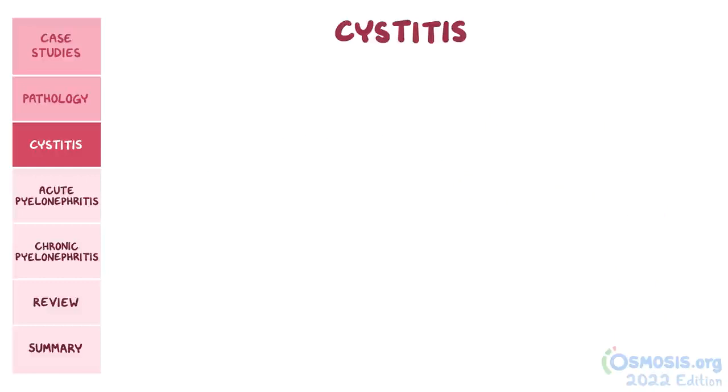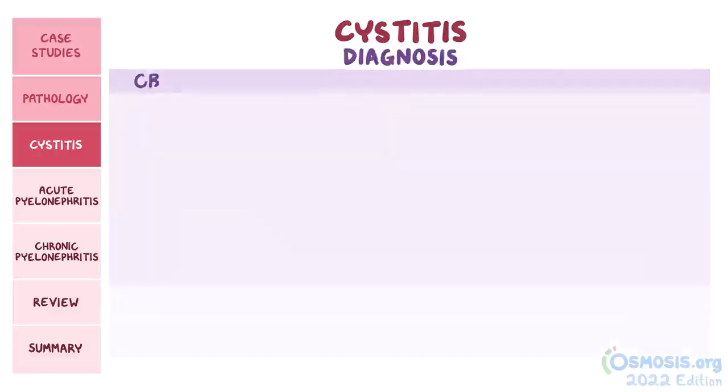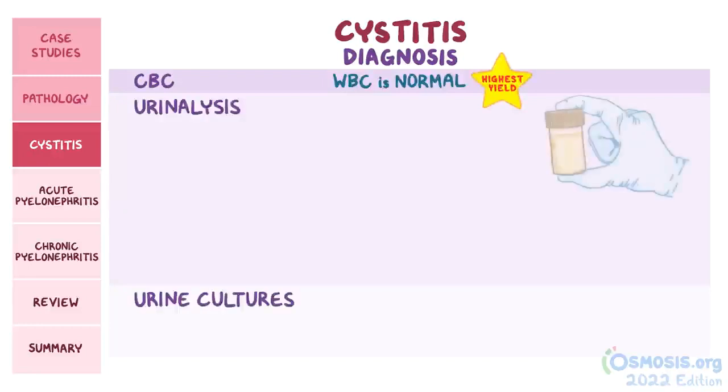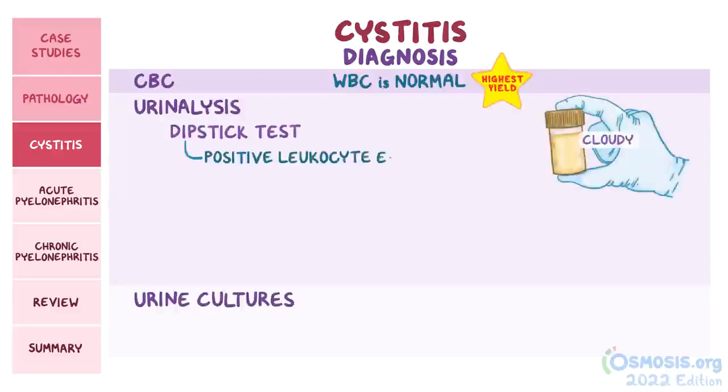CBC, urinalysis, and urine cultures are done to confirm the diagnosis and find the culprit. On CBC, the white blood cell count is normal. The appearance of the urine is often cloudy, and the dipstick test shows positive leukocyte esterase, which signifies pyuria, or the presence of white blood cells in the urine.